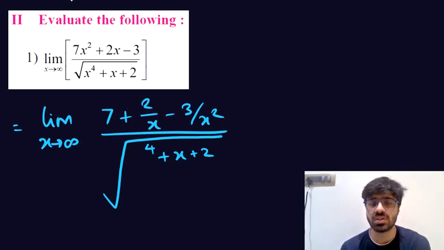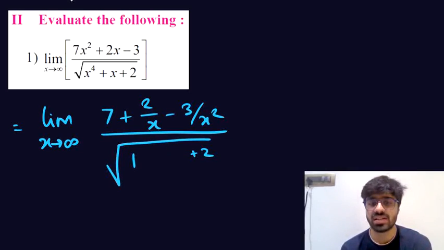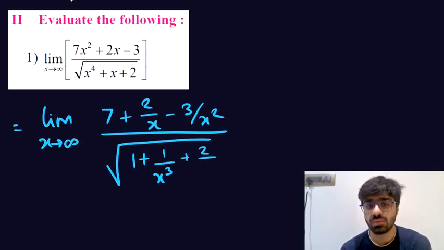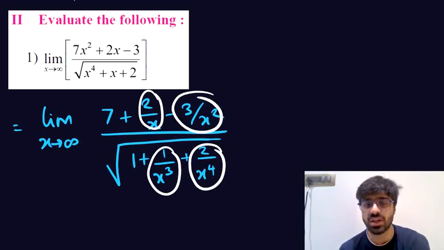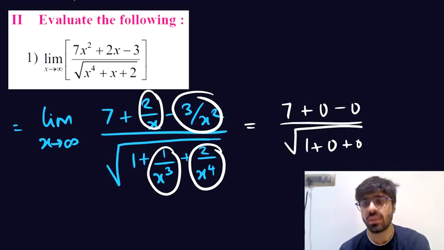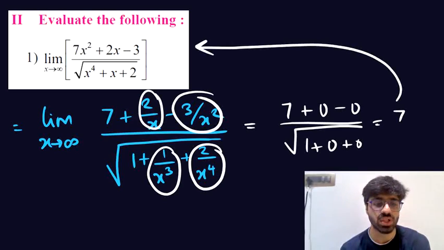Separate the terms. The first term will be 1 plus x upon x power 4 will be 1 upon x cube plus this will be 2 upon x power 4. Put the value of x as infinity. This will become 0, this will become 0, this will become 0 and this will become 0. So the final value is 7 plus 0 minus 0 upon root over 1 plus 0 plus 0. That will be 7 upon root 1 which is equal to 7, and that's the final answer for the first question.